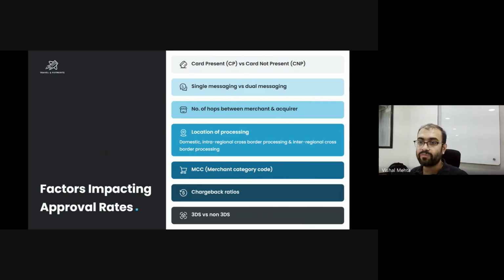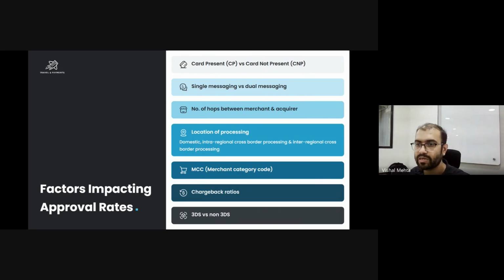The number of hops between merchant and the acquirer, which means how many layers are there between the merchant and the acquirer eventually, will also impact the approval rates, and it is obvious, right? The more intermediaries in between, the higher the leakage. But of course, you have to have a trade-off on how many direct acquirer connections you can integrate, which is where payment orchestrators and payment aggregators come into the picture. Where is the transaction processed? Is it a domestic transaction, an intra-regional cross-border transaction, or an inter-regional cross-border transaction? It really depends on that as well.